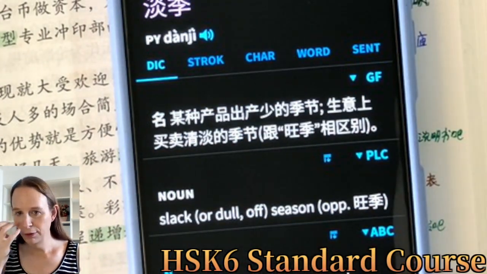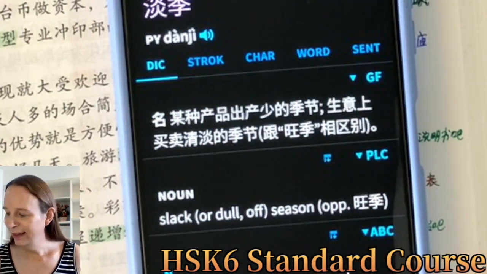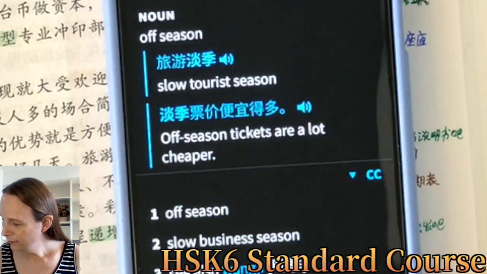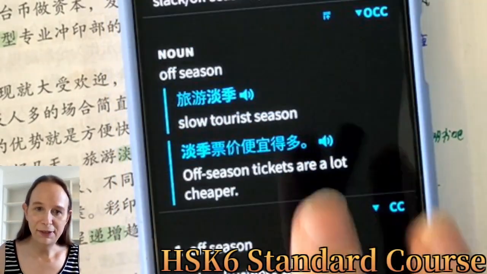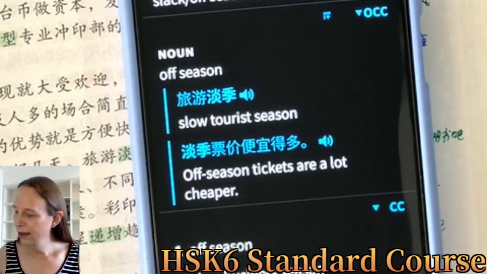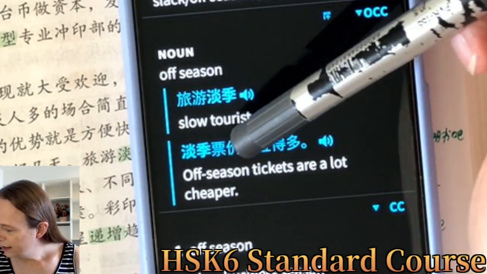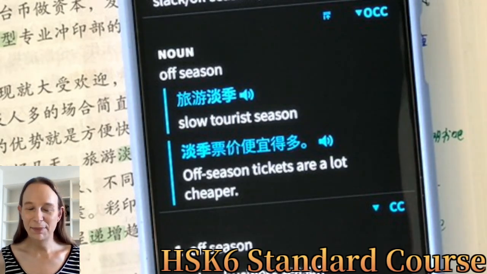某种产品出产, yeah, it's just the off season. 旅游淡季票价便宜得多. Yeah, it's usually cheaper. And if you're staying at backpackers, often you just get the room to yourself anyway.